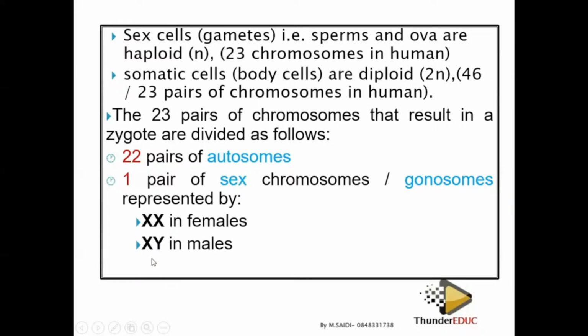There is a question which is supposed to be posed here. If females are XX and the males are XY, it means that it's the males who determine the sex, because females have X, also males have X, but females don't have Y, but males have Y. So it's the males who determine the sex of the human being, the sex of an individual.